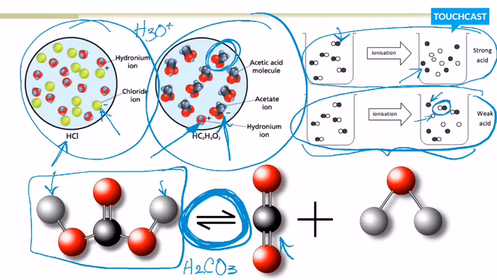This compound right here is CO2. Carbon dioxide has two double bonds between the carbon and oxygens. And then over here you have water, H2O. So carbonic acid will naturally, on its own, decompose into carbon dioxide and water. And you'll notice that you have an equilibrium going on.